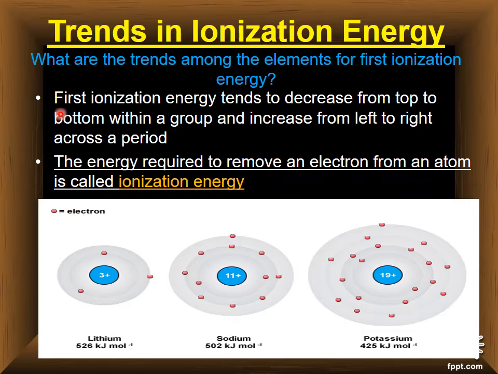You notice here first ionization energy. What does it mean? This means the energy required to remove the first electron. To remove this first electron is called first ionization energy. Removing the second electron is second ionization energy. The energy required for this is called third, and so on, fourth, fifth, sixth.